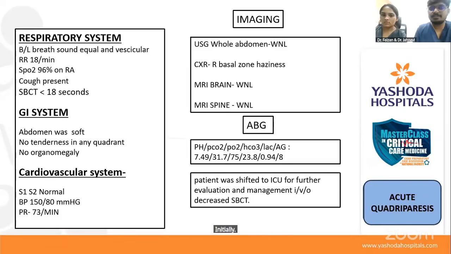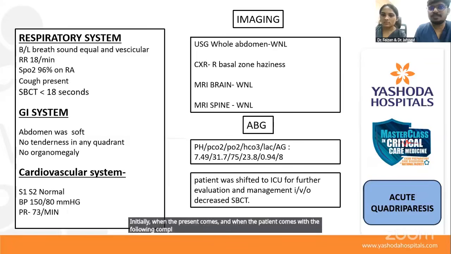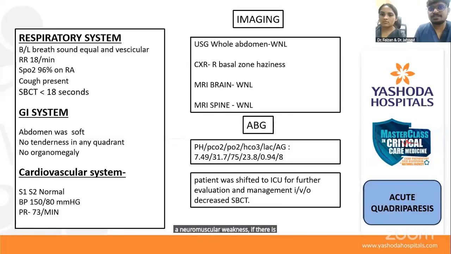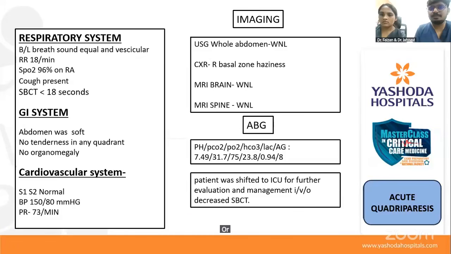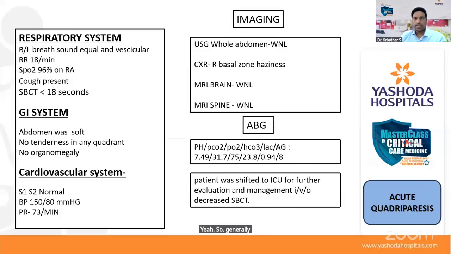Initially, when the patient comes with these complaints, when there is any neuromuscular involvement, there should be a rapid assessment to check whether there are any signs of respiratory distress. With neuromuscular weakness, if there are any signs of respiratory distress, then immediately the airway should be secured. After that, we have to narrow it down: whether it is an upper motor neuron lesion or a lower motor neuron lesion.